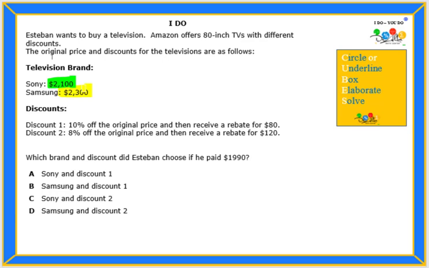So there are two different discounts. Discount one, you can get 10% off the original price and then receive a rebate for $80. And discount two, you can get 8% off of the original price and then receive a rebate for $120. Which brand and discount did Esteban choose if he paid $1,990?